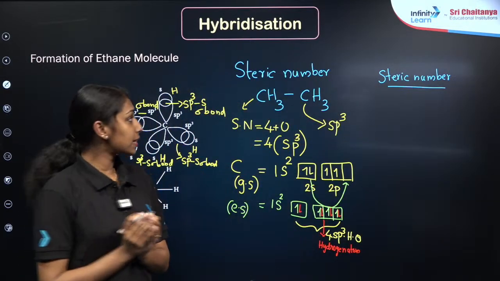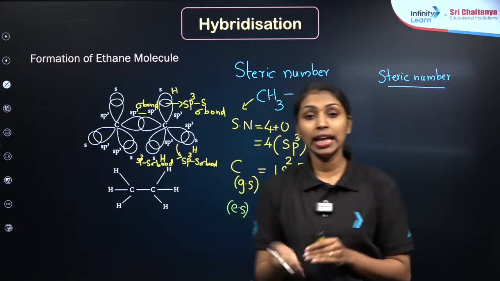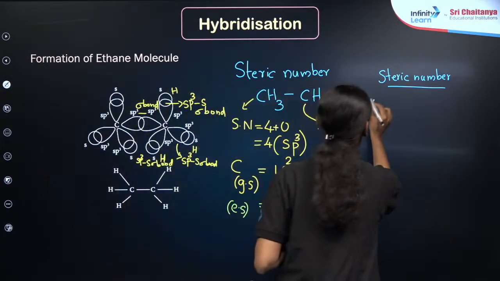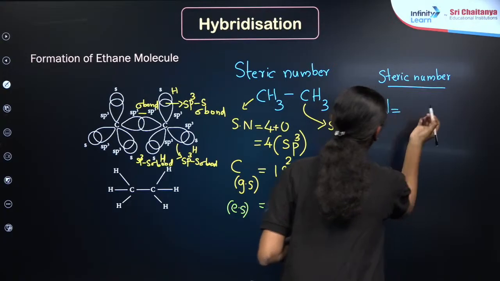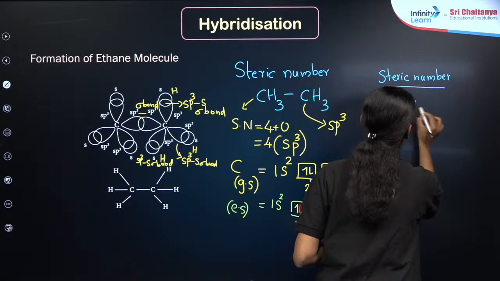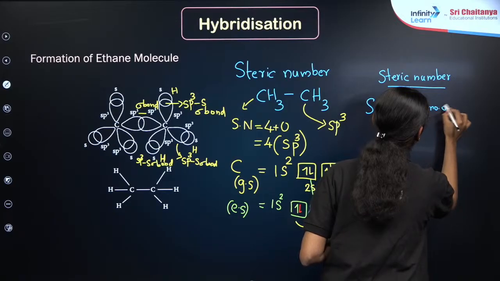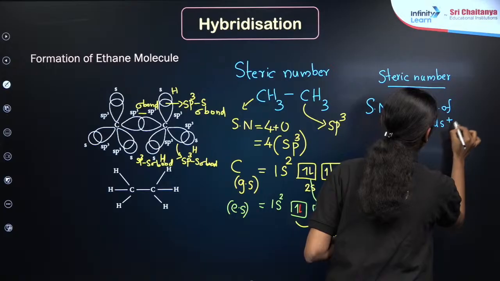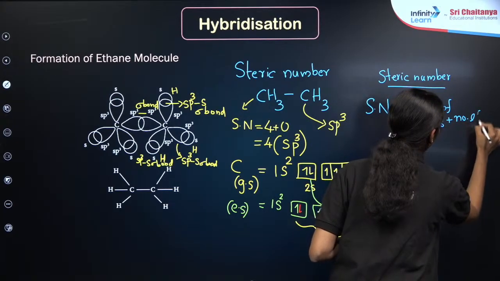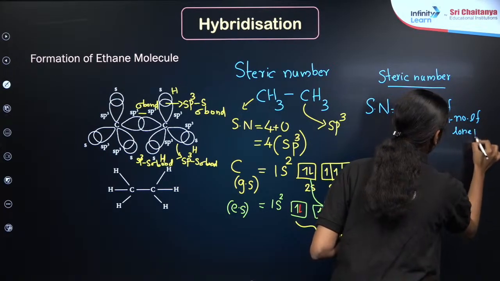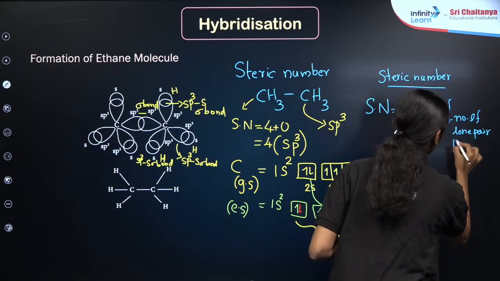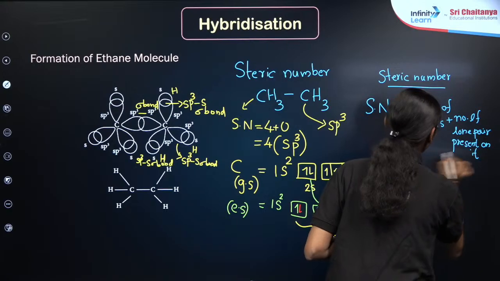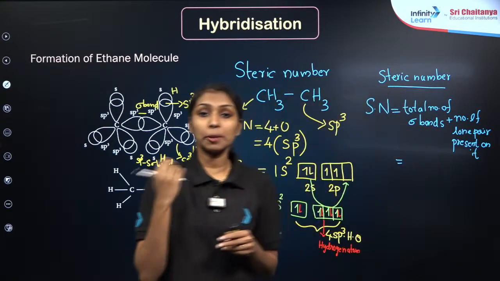Okay, Prashant, steric number is the number which is used to predict the hybridization. According to the number of sigma bonds and lone pairs, we can predict this number, right? So I can say that steric number is equal to the total number of sigma bonds plus the number of lone pairs present on it. Right? That will be the number. Depending upon the number, we can predict the hybridization.